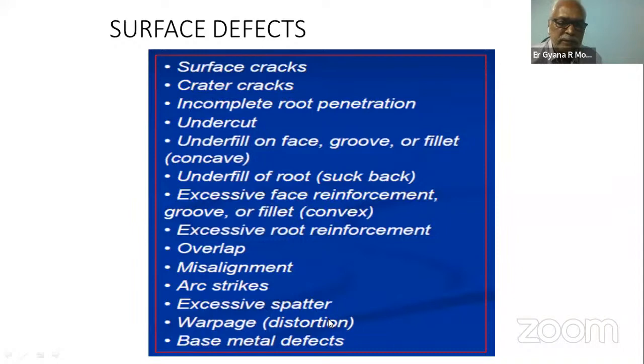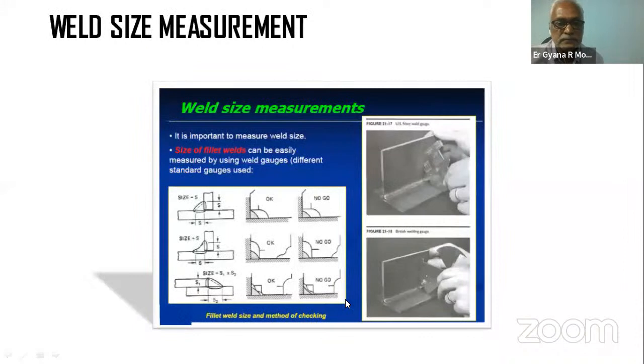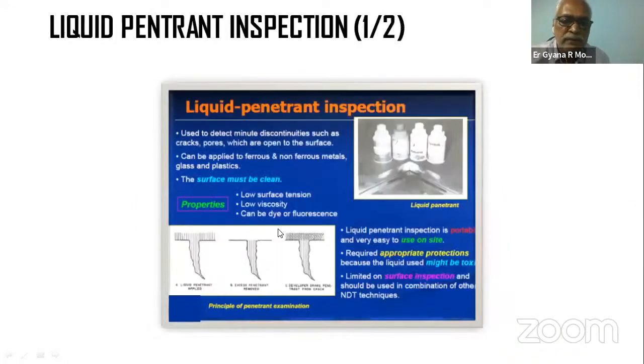Then there are base material defects, which are a defect of the particular base material, and this warpage and distortion is more prominent in stainless steel welding. Then weld size measurement: you have go/no-go gauges, which immediately tell you whether the weld is acceptable or not. These are the standard weld gauges with which you can measure all types of weld, but these go/no-go gauges are for a particular dimension of weld.